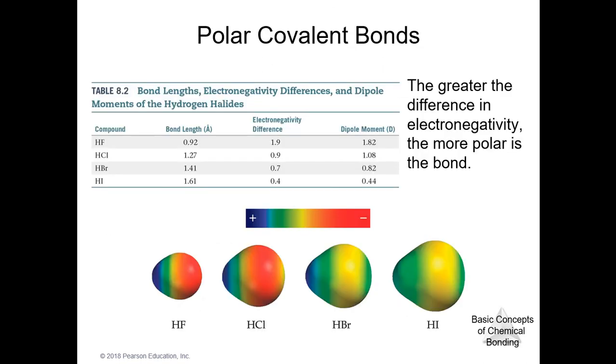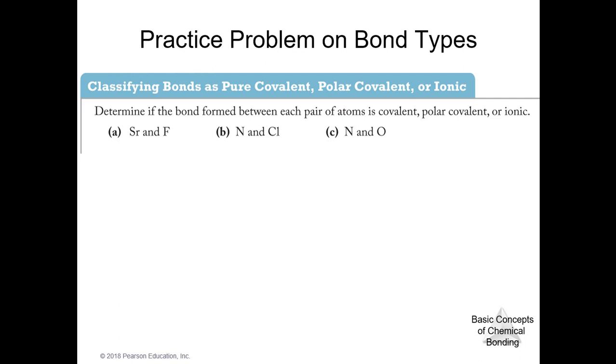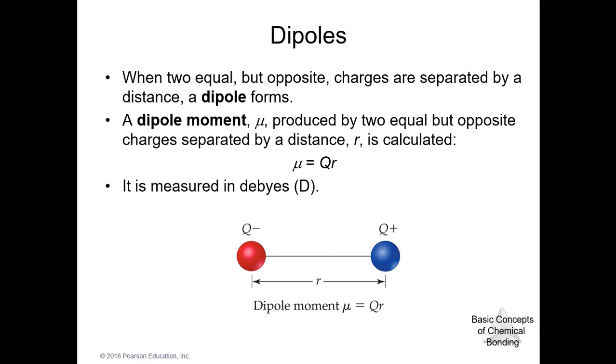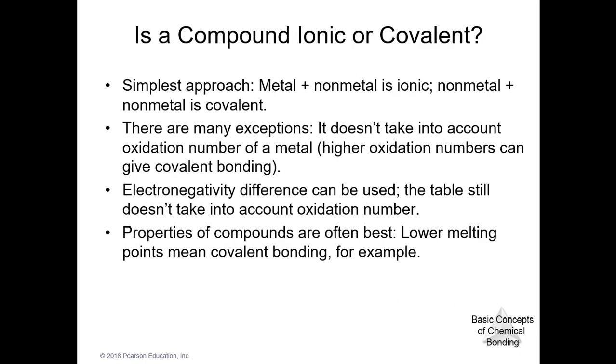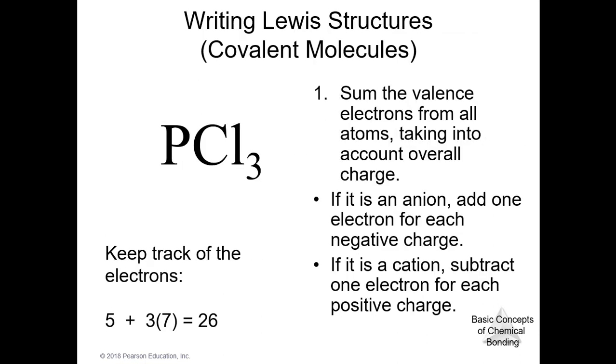So now, for strontium fluoride or any other compound, you can look up the electronegativities, take the difference, find which range it falls in, and then predict whether it's covalent, polar covalent, or ionic. And then I wanted to show you another thing, Lewis structures.